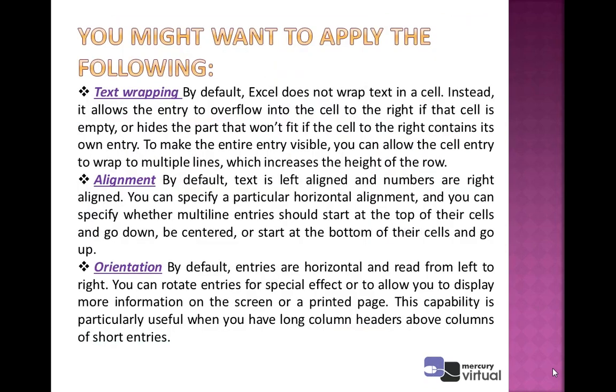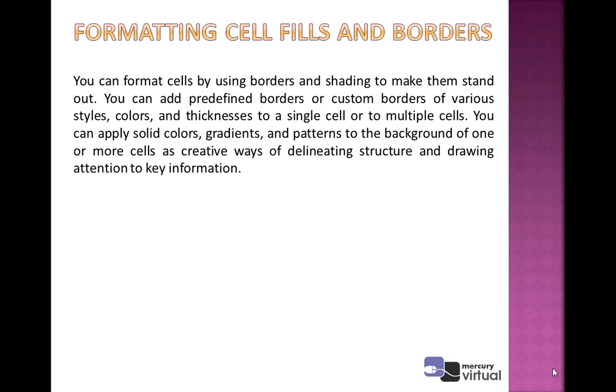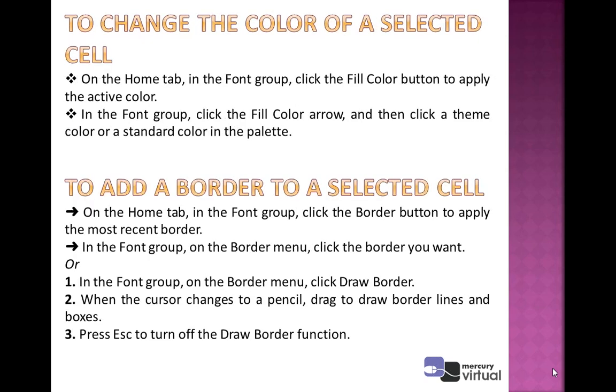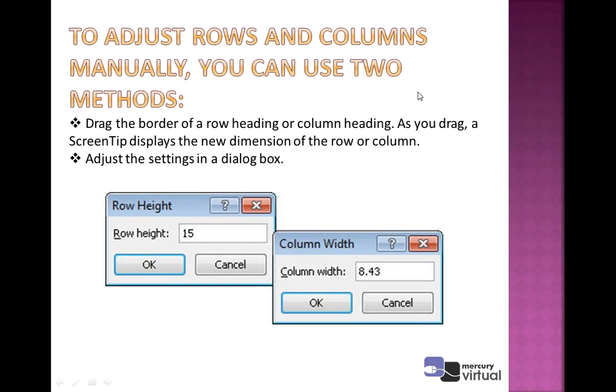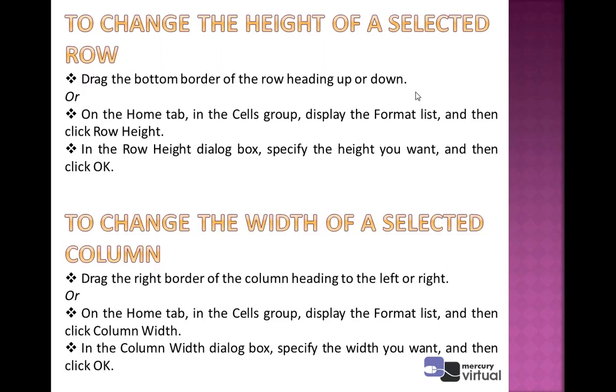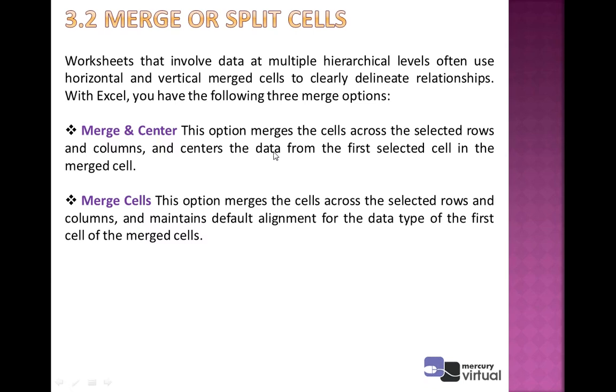Then this is the Format Cells box. There are multiple other options: text wrapping, alignment, orientation. This is how we can change the border and the height. The standard row height is 15 points and the column width is 8.43. How to change them, there are multiple options, multiple points available, and how to automatically size a row.